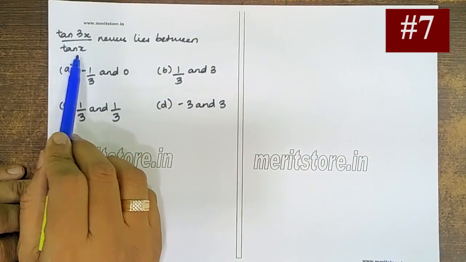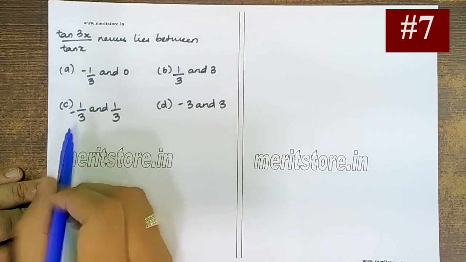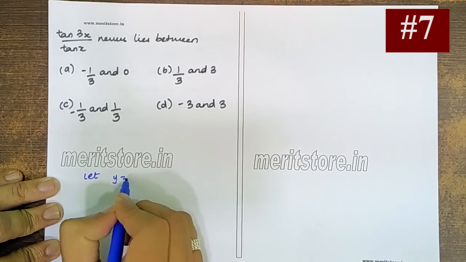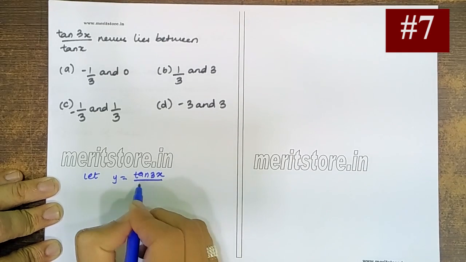Tan 3x upon tan x never lies between. Now we have to find between which values it will never lie. So we'll consider, let y is equal to tan 3x upon tan x.